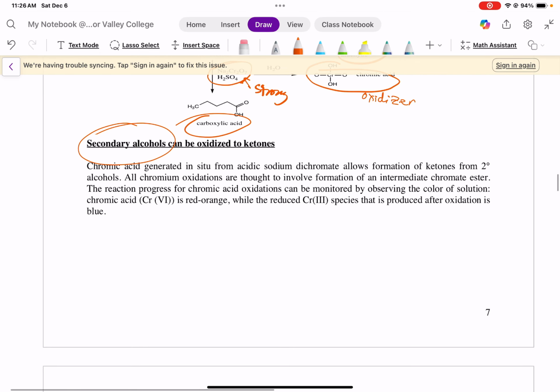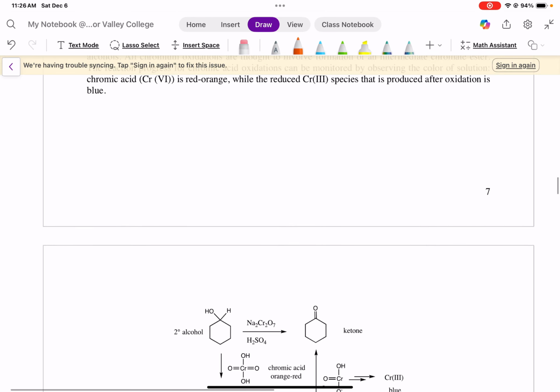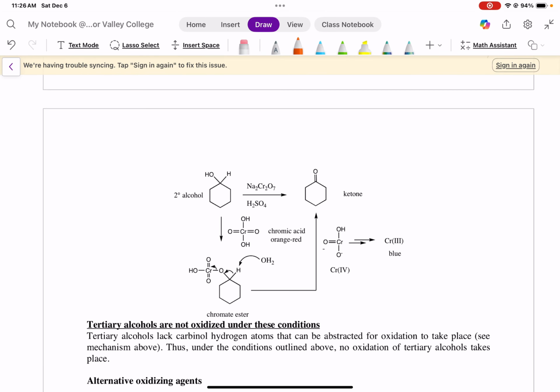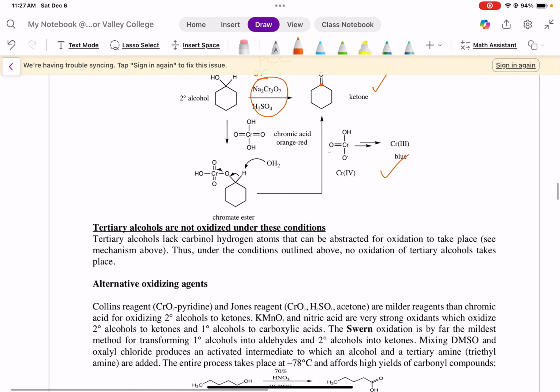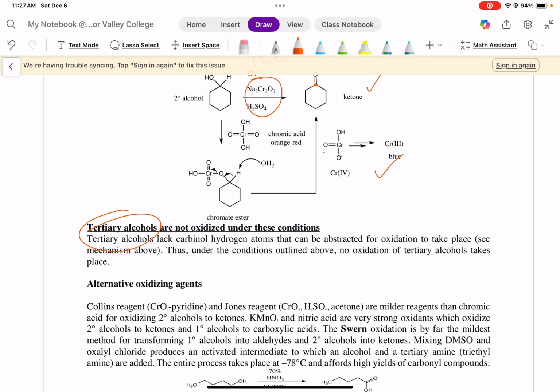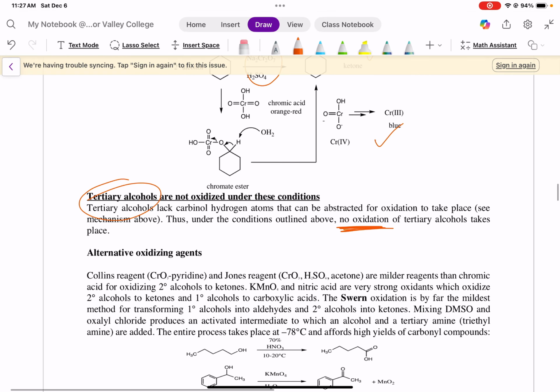Now, if you have a secondary, it doesn't matter what you use. You use PCC or sodium dichromate, you always end up with a ketone because there's no more room to add the OH. Okay, that carbon already has 4 bonds. All right. And then you got the byproducts. Now, tertiary alcohol, no reactions for tertiary alcohol. There's no space for it.